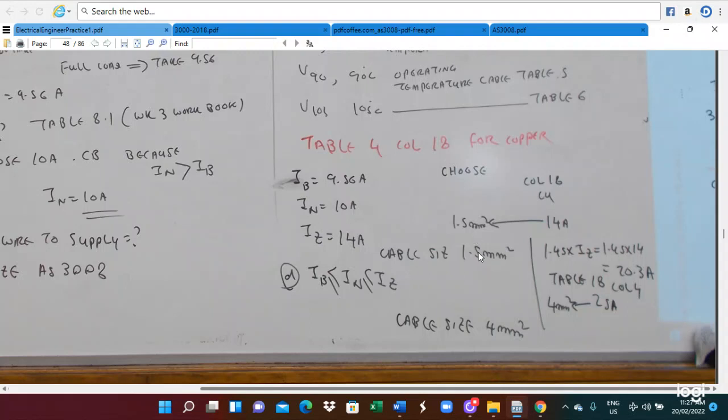Okay, so this is for the 40 amps we calculated, but the 1.5 millimeter square is too small, so we have to utilize an appropriate derating factor. Appropriate derating factor means we find that we must utilize a 4 millimeter square cable. So we go one size greater: after 1.5 we get the 4 millimeter square, and we calculate with that.